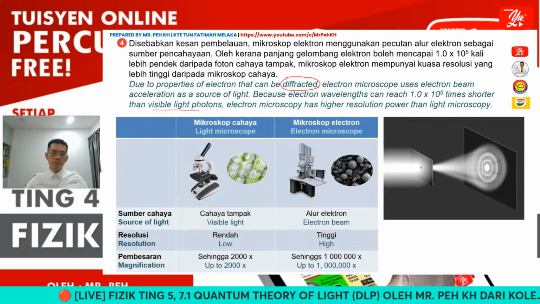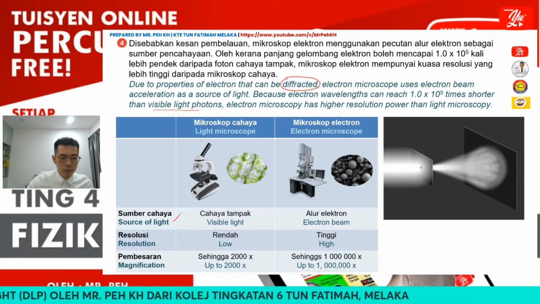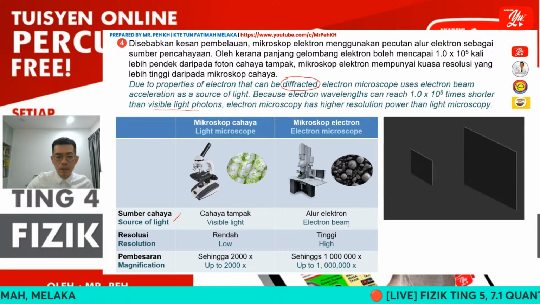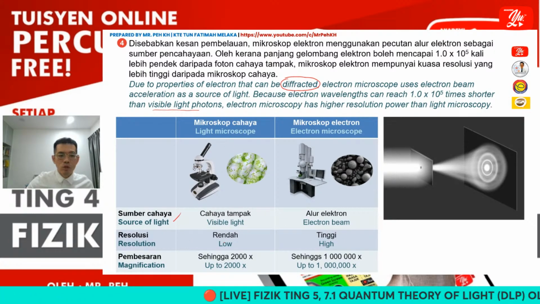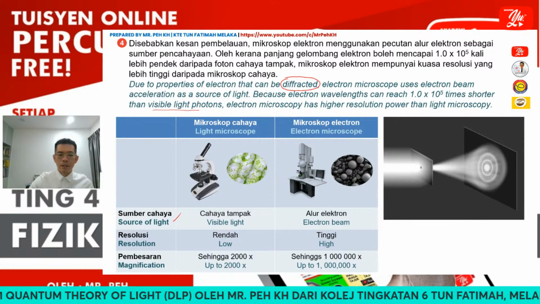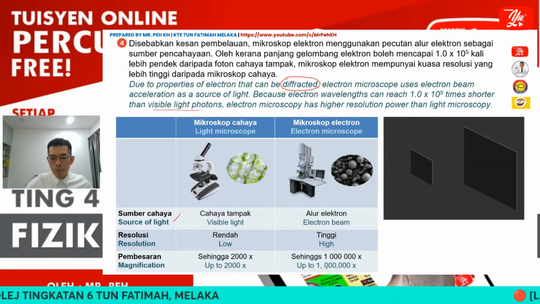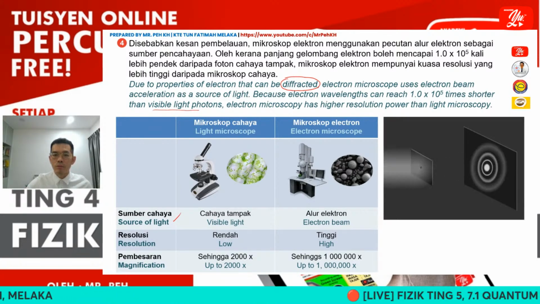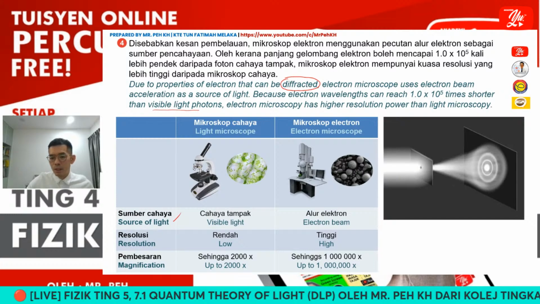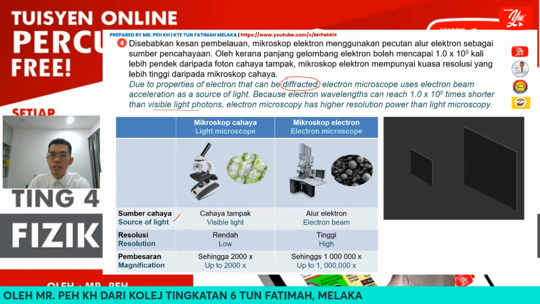Okay, so here is the comparison between the light microscope you use in the laboratory and the electron microscope. First, the light source for the light microscope is visible light, while for the electron microscope it is the electron beam. The resolution of the light microscope is lower compared to the electron microscope. Therefore, the magnification for the light microscope can reach up to 2,000 times, while for the electron microscope it is up to 1 million. So the electron microscope is able to magnify the object much larger than the light microscope because of the electron beam through diffraction.